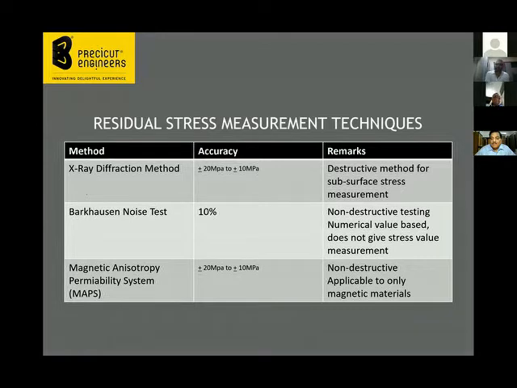After that, you have the Barkhausen noise test. This is a non-destructive testing method, but it will give you a numerical value which corresponds to a stress range. It won't give you an absolute stress value. And the last one is the MAPS. In MAPS, we are again measuring the stresses, but here it is measured in terms of the changes in magnetic behavior of the component, that is, before and after shot peening. So these MAPS systems need to be calibrated to each and every individual component. They won't give you an absolute value anytime.